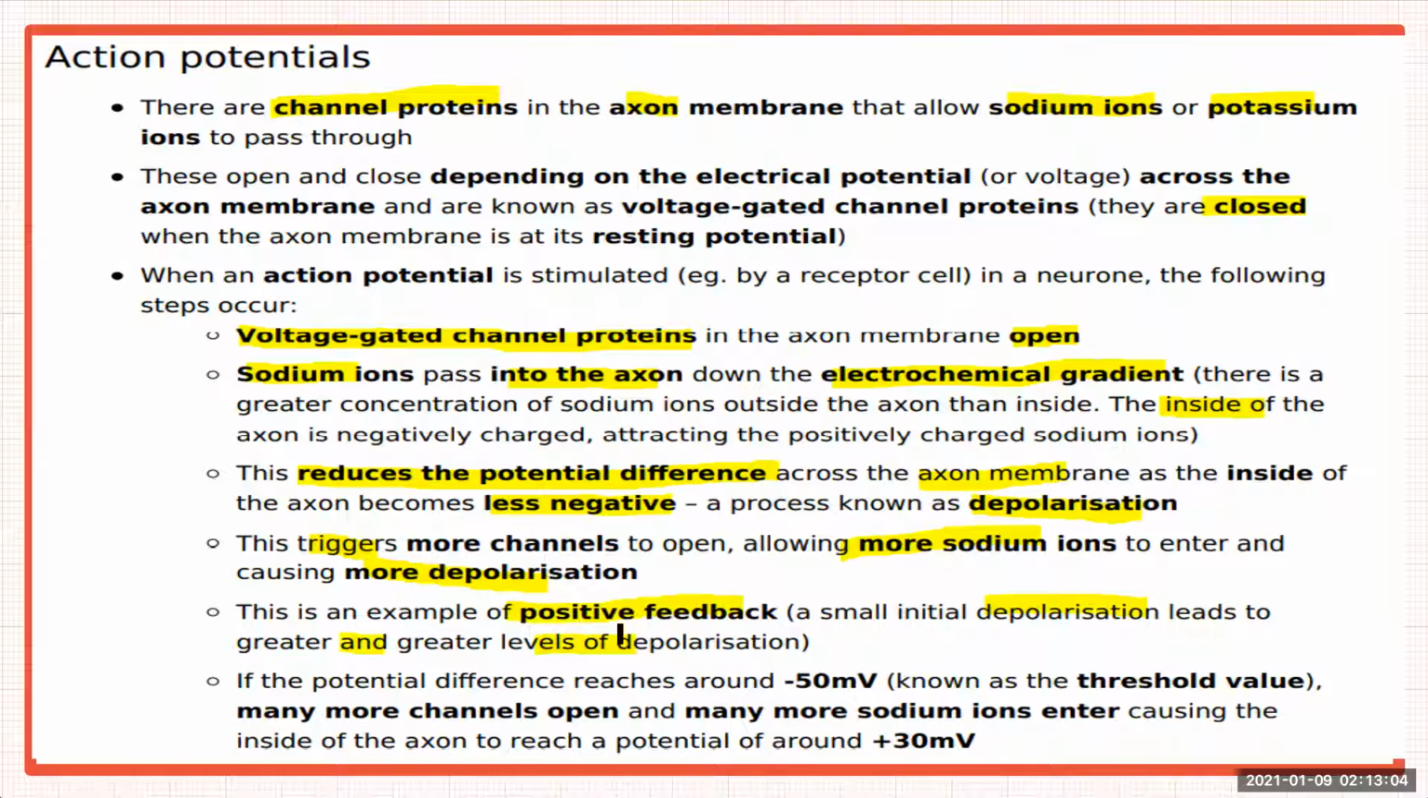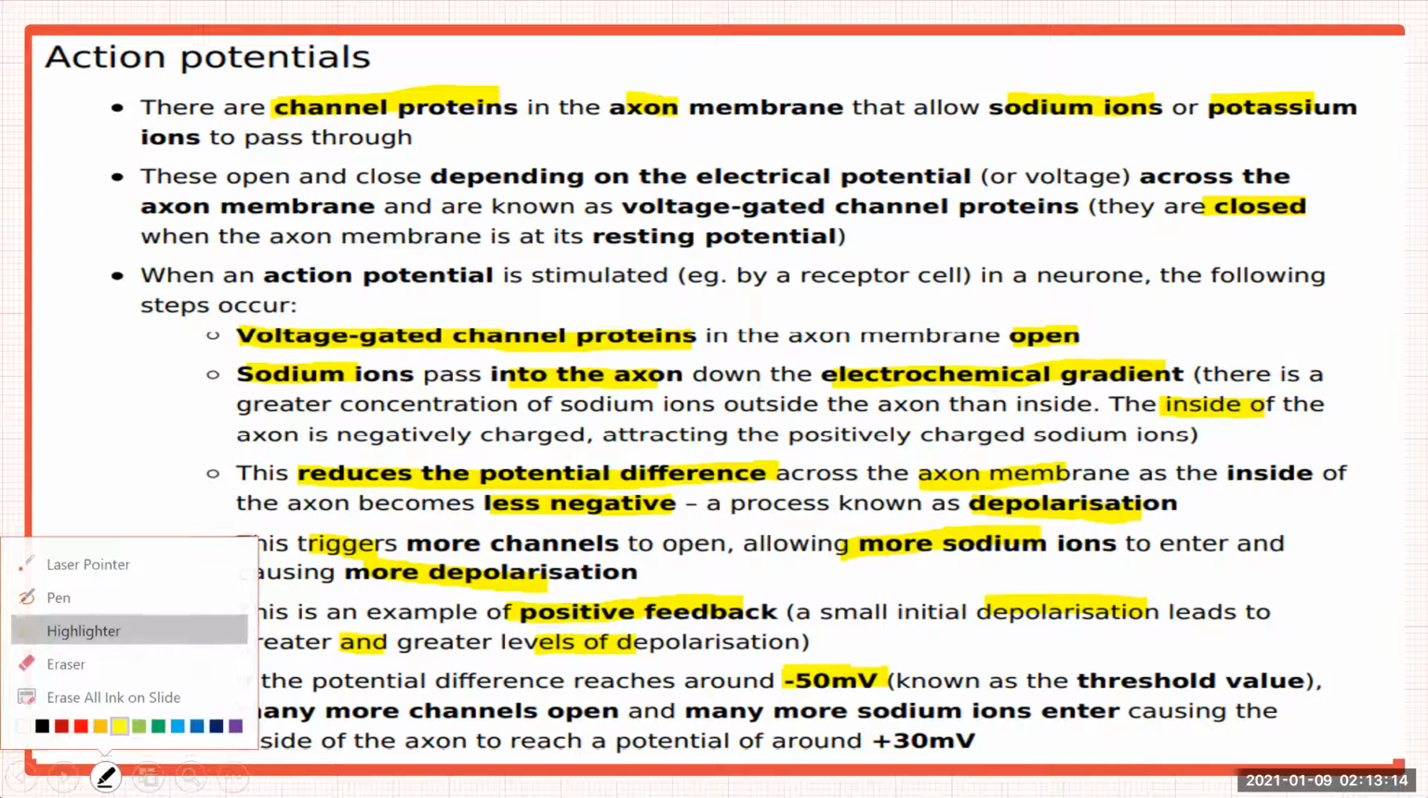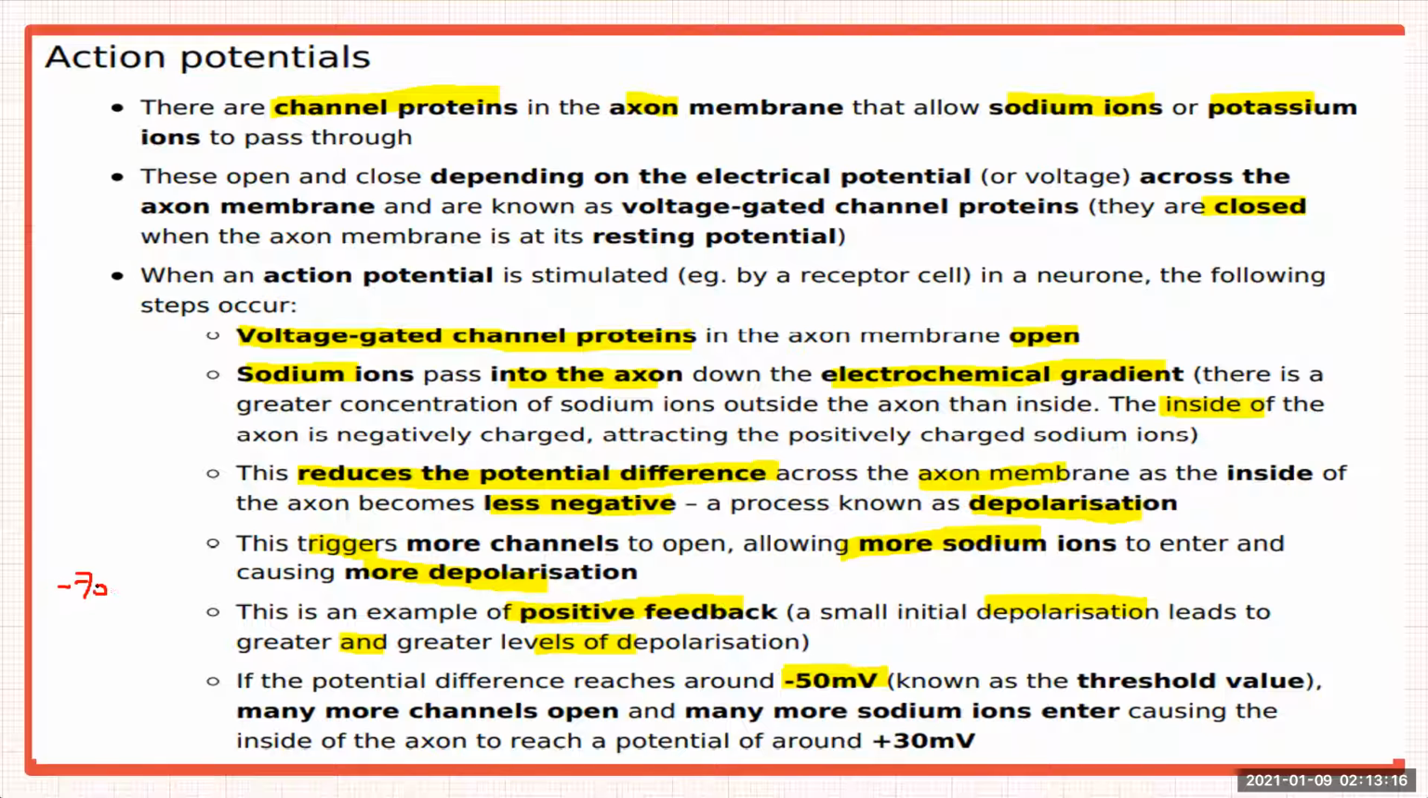Okay then. Let's talk about the threshold value also. If the potential difference reaches around minus 50 millivolts, remember it started off with minus 70, right? Minus 70 millivolts was the resting potential. This is how it started. It was at rest at this time. By the time the potential difference reaches minus 50 millivolts, which is known as the threshold value, more channels would open, right? Because we need to attain this value. If this value is not reached, channels would not open, right?